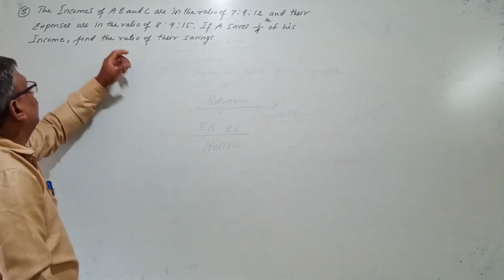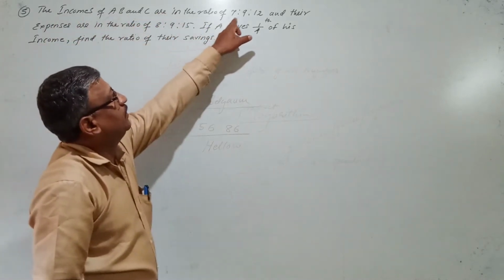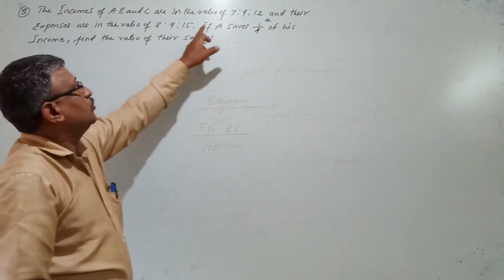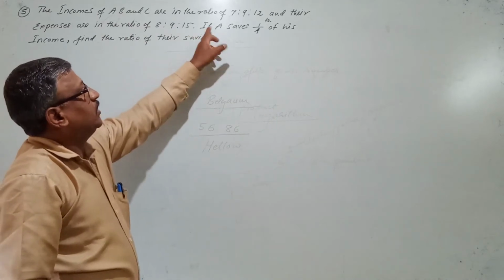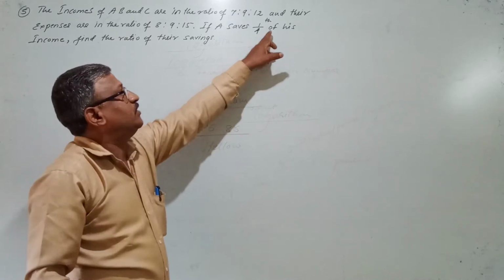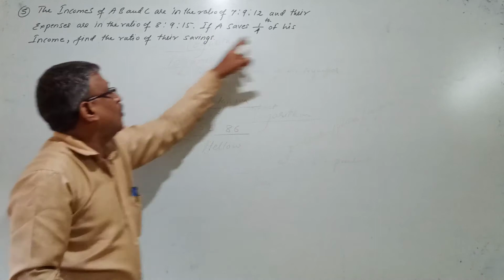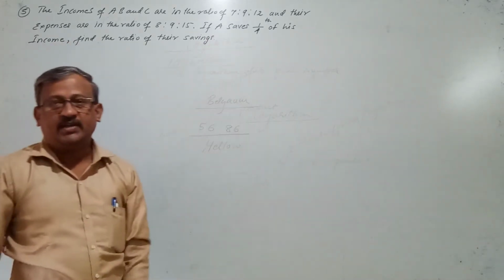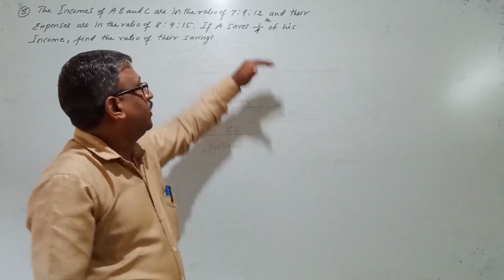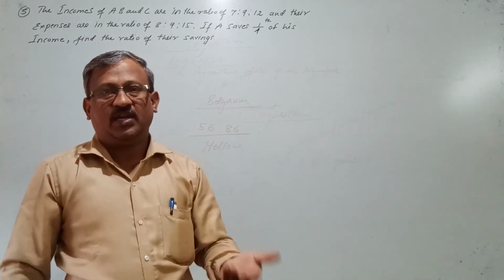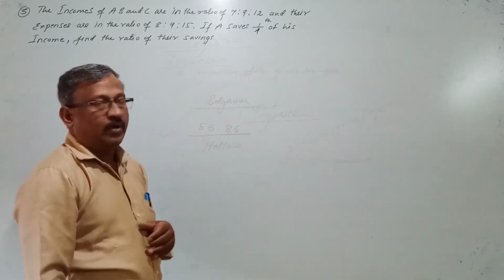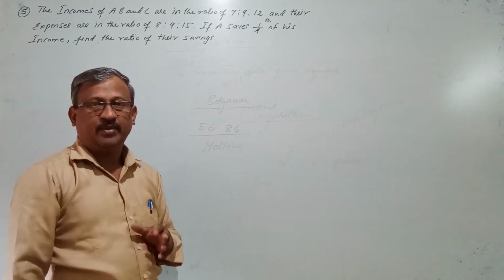So in this problem, the incomes of A, B and C are in the ratio of 7:9:12 and their expenses are in the ratio of 8:9:15. Out of these three partners we know A saves 1/4 of his income. So by taking the base of A's savings, we can easily determine the savings of B and C. Clear? So let's calculate the savings of A, B and C.